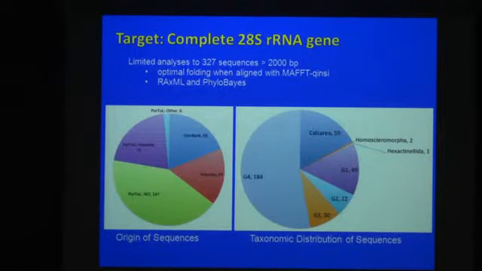What I'll show you today is that we had to limit our analyses to sequences that are greater than 2,000 base pairs. That's how we get the optimal alignment for the software like MAFFT, which is one that we use a lot for getting these. And then if we made trees, we used RAxML and PhyloBayes. I'll show you a tree in a second.